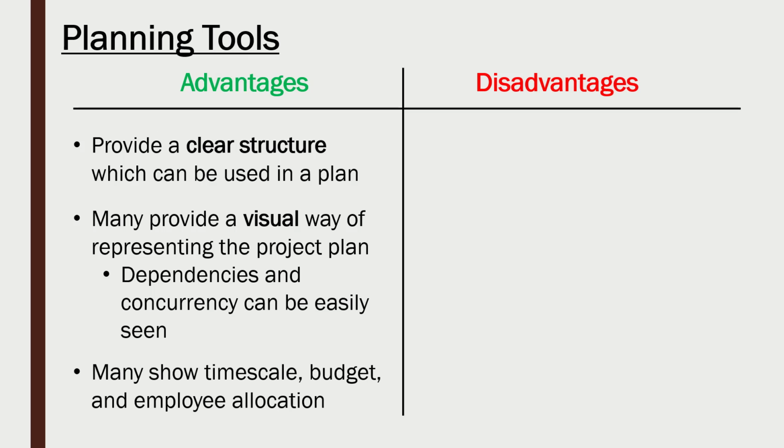Another good advantage is that often the finished planning tools show you important aspects like timescale, budget, and what employees are allocated to which task, which again is really good at managing our constraints and managing our risks. So a risk might be our project goes over the timescale. Well, having a clear timescale on our plan is going to be really helpful. Not having a planning tool, just doing it in your head, may mean you're not controlling a constraint like timescale or budget particularly well.